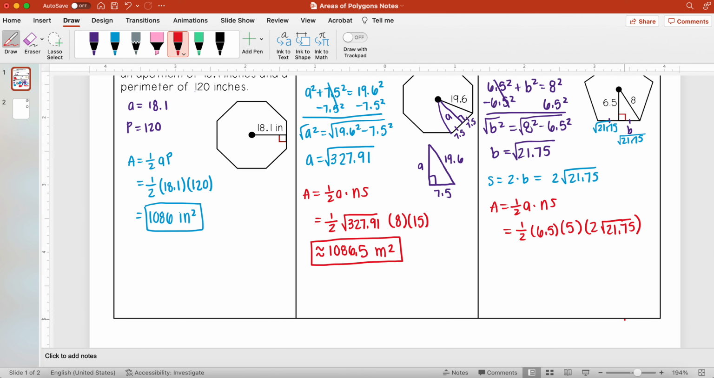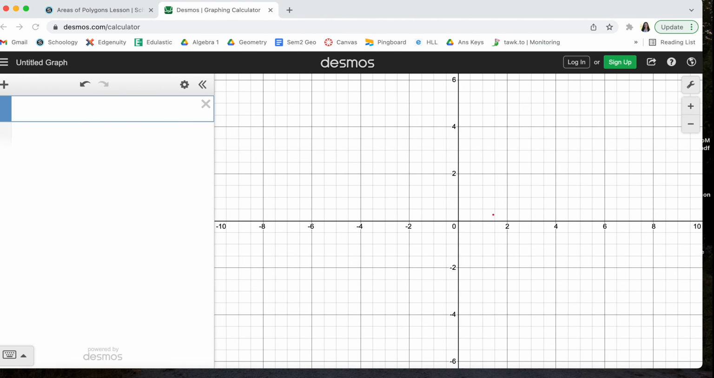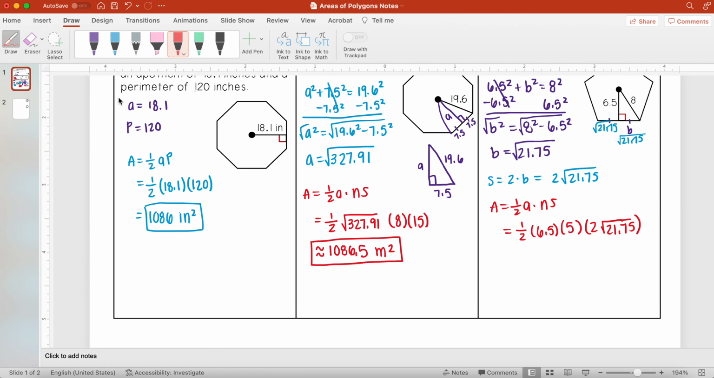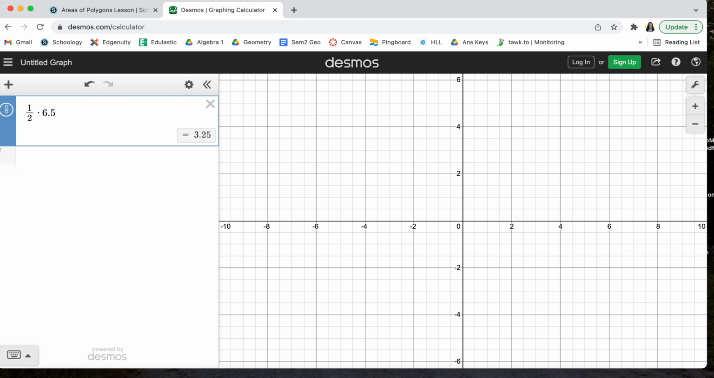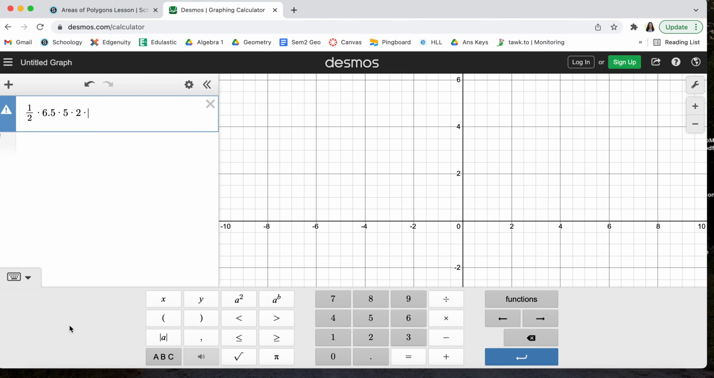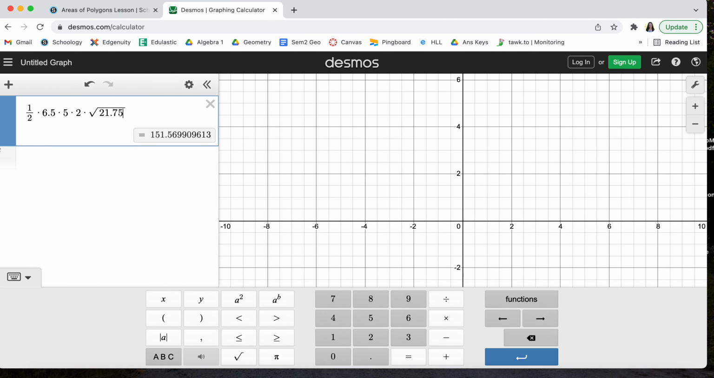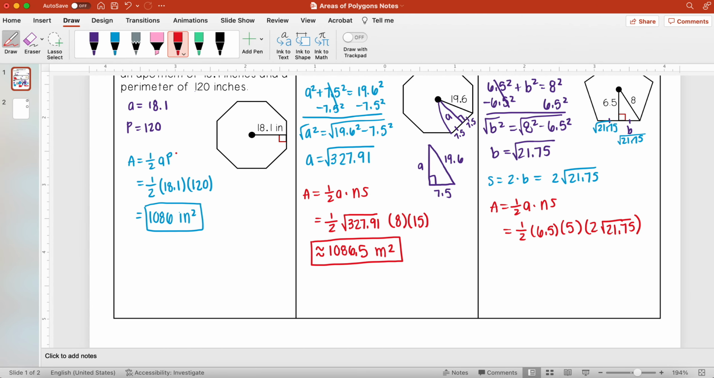And then if you don't have a calculator at home, you can go to Desmos to figure this out. So you come here, and you can do 1/2 times 6.5 times 5 times 2 times, you can come over here, hit the square root button, and 21.75. And so I get, rounding to the nearest tenth, that this is approximately 151.6 units squared.